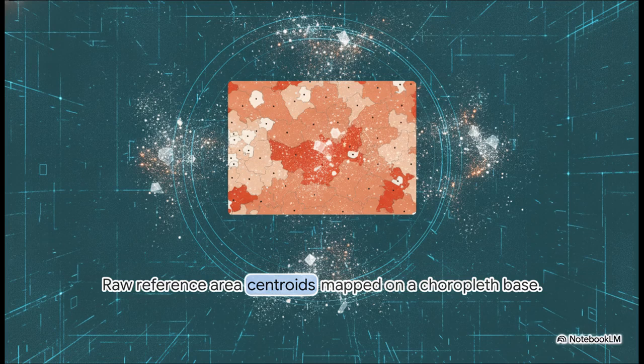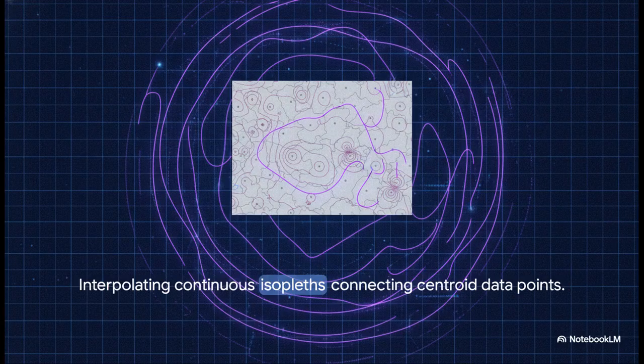Imagine we want to map something continuous, like temperature. First, the system places raw value points, anchored perfectly to the center or centroid of our reference areas. Right now, it's just kind of a messy scatter of floating data nodes. Next, the algorithm gets to work. It interpolates the empty spaces between those points. It draws these winding, continuous purple lines, which are called isolines.